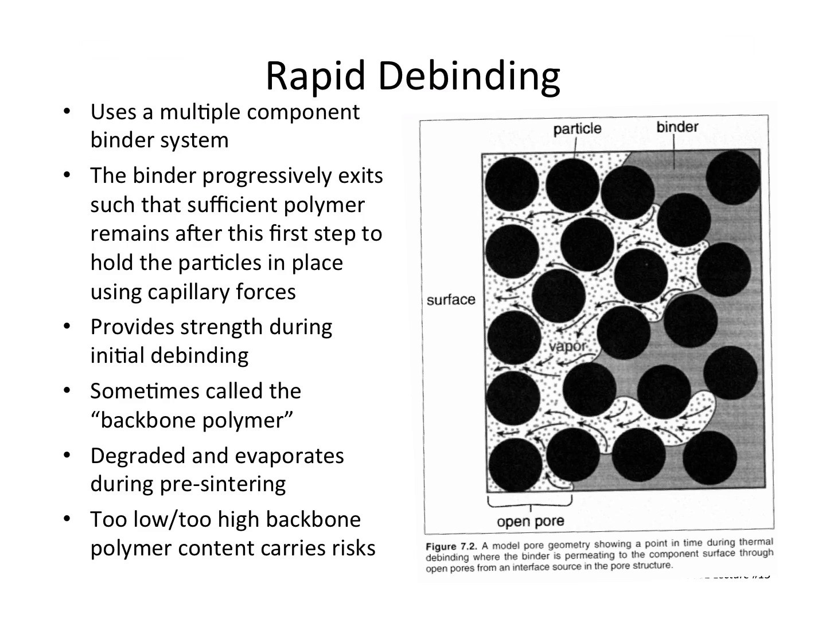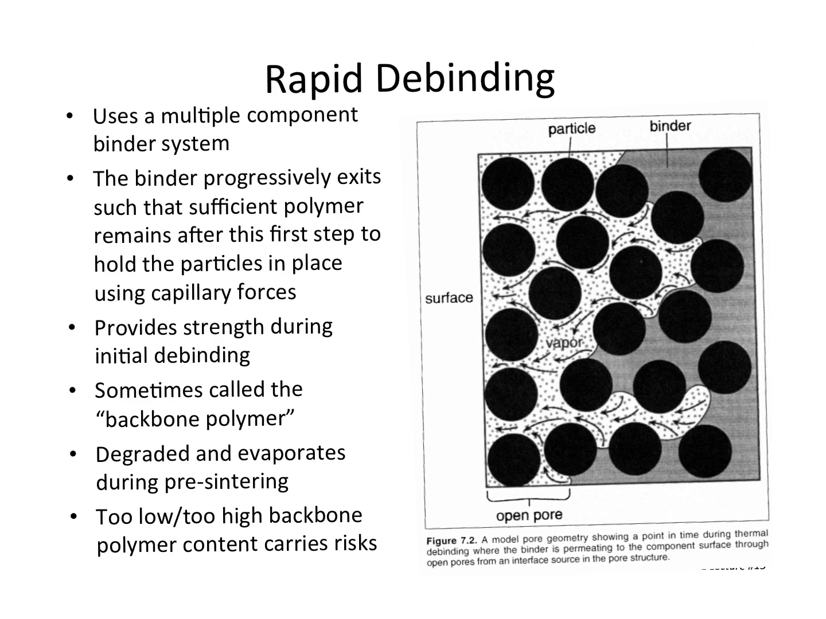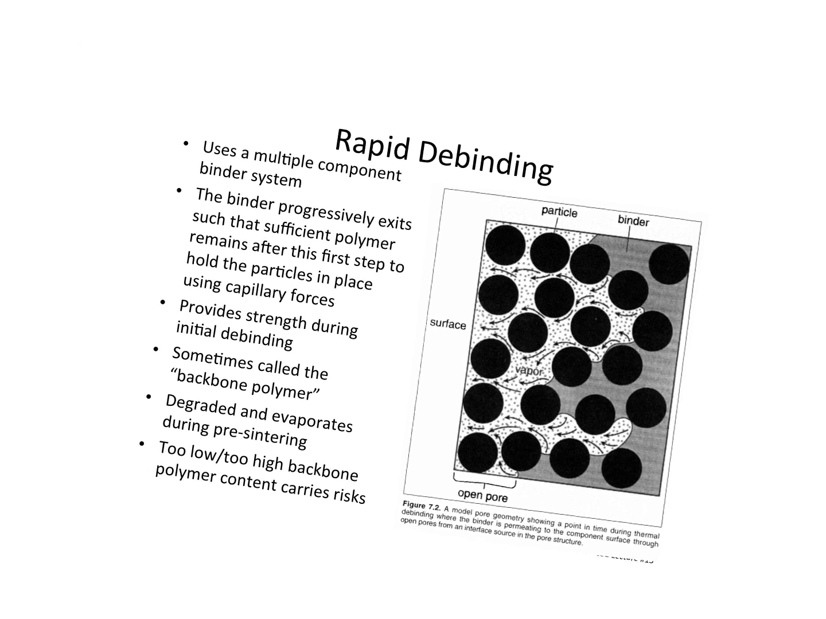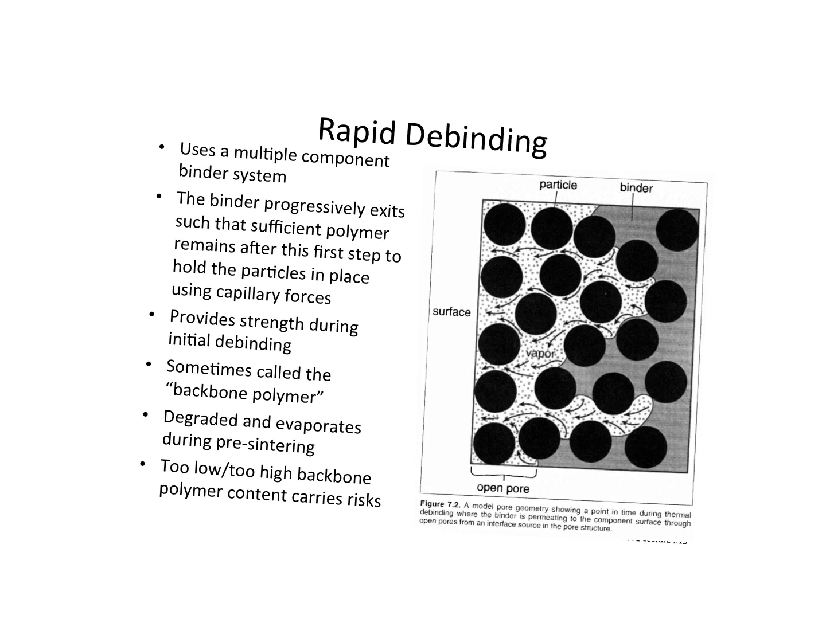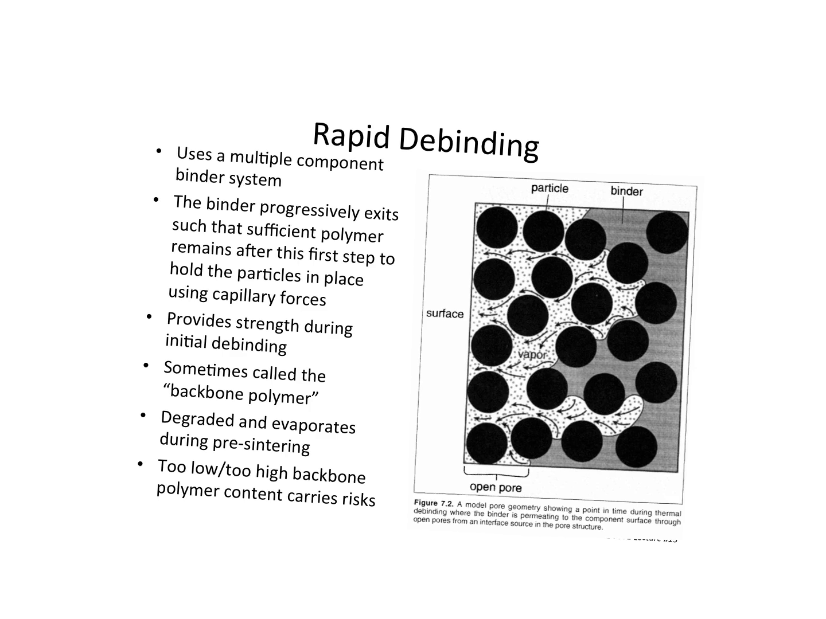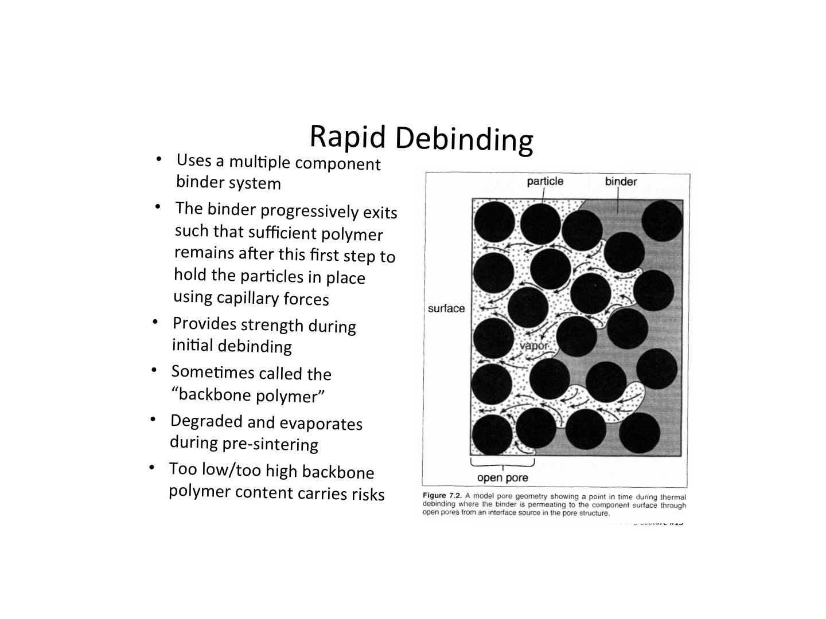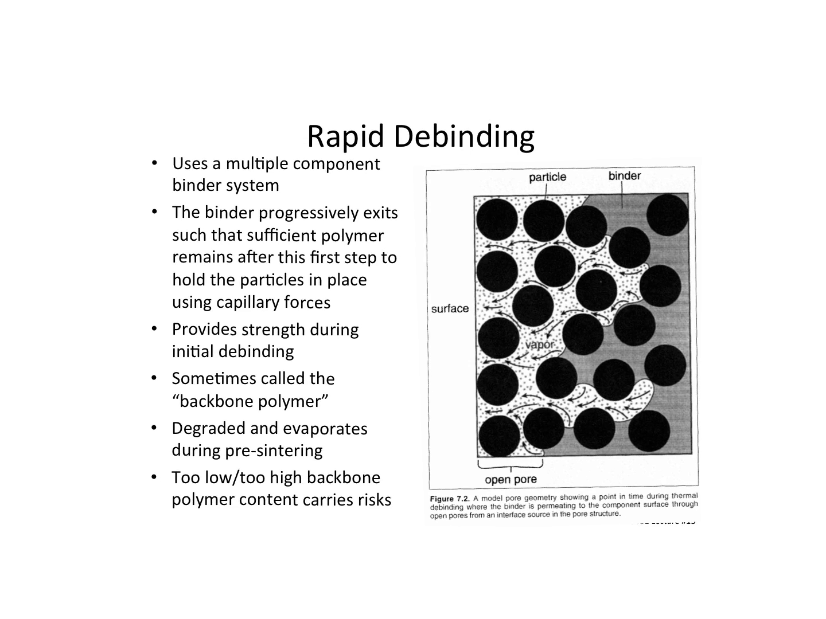Okay, and so again, getting back to where we like to go with a system that gives us what we're looking for in this rapid debinding process. Again, we have a multiple component binder system. So more than one, certainly. So at least two, it might be more than that. We tend to talk about simple systems, but more real systems may involve multiple components.